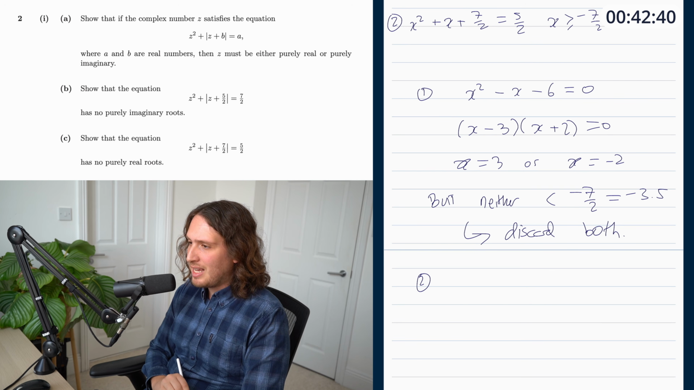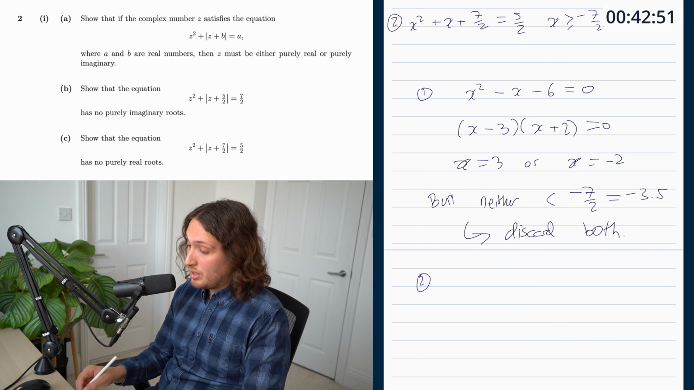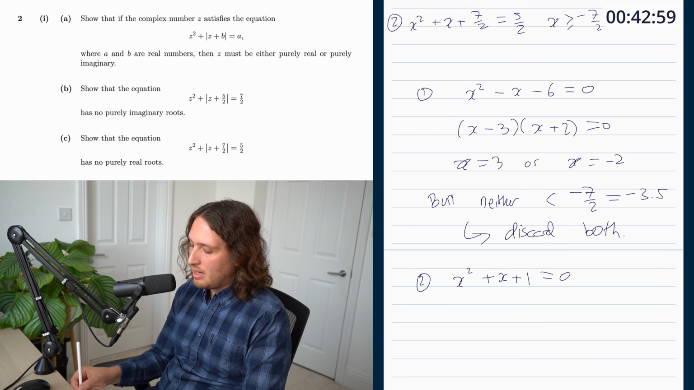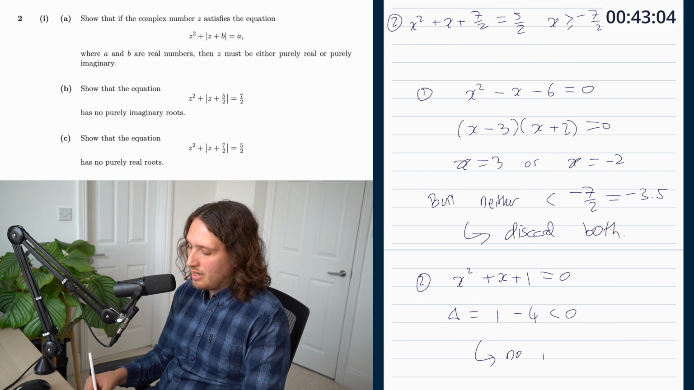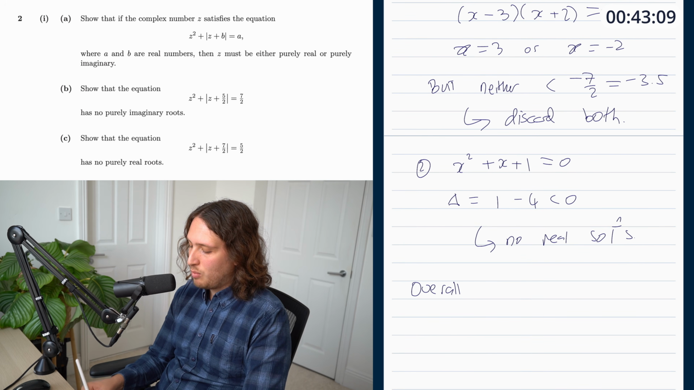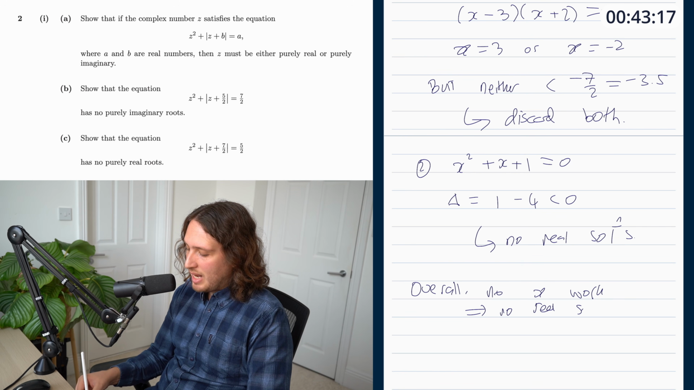And then the second case is, what does it simplify to? It simplifies to x squared plus x plus 1 equals 0. But the discriminant is 1 minus 4, which is negative, so we get no real solutions. So that means, overall, we see that no x work, and that means there are no real solutions, because a real solution would have been with an x.